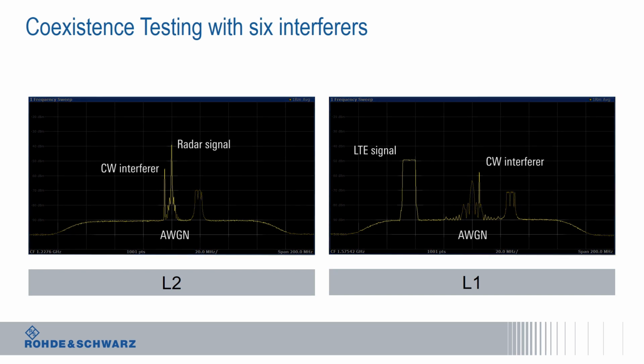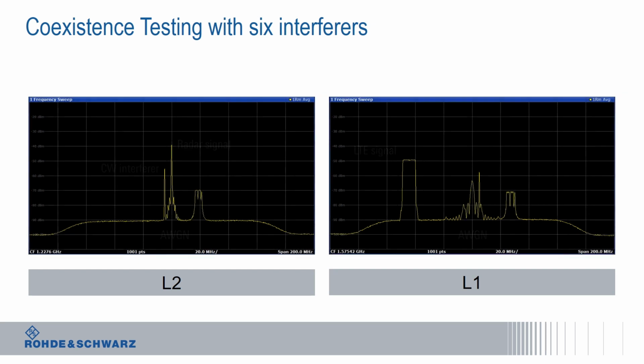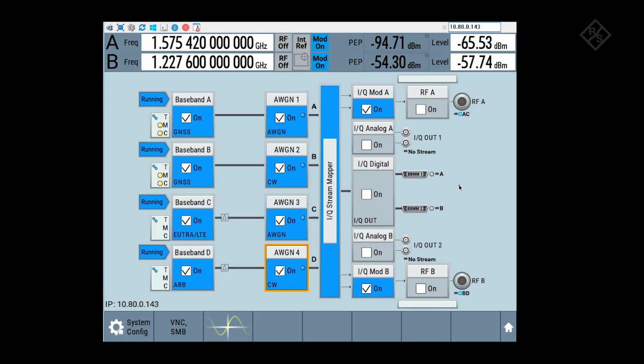In each of the frequency bands L1 and L2, a CW interferer and AWGN is added on top of the modulated interferers. RF port A and B need to be connected to an external combiner, and the resulting signal is fed to the DUT. This concludes our episode.